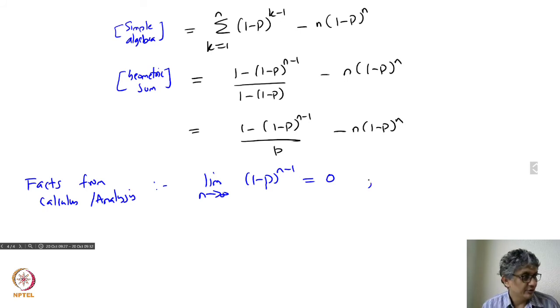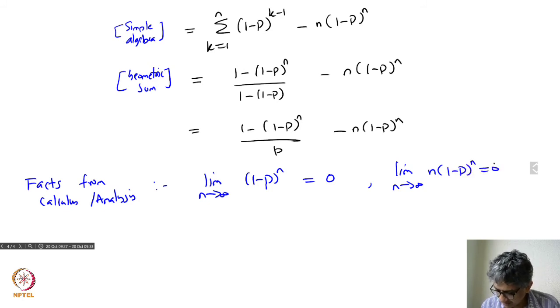The other fact you need to use is that, should I make a mistake here? There are how many terms here? There are n terms here. Should put an n here. Sorry about that. Here I'll have n again. And you also use the fact that the limit as n tends to infinity of n times 1 minus p to the power n is also 0. These two things, I'll assume that these two things are true.